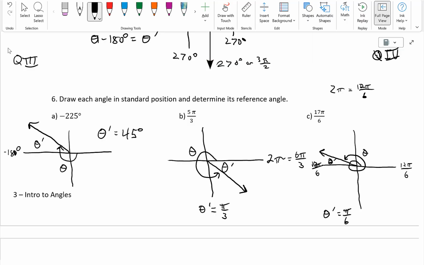All right, most you work with I think will be a little easier than that, but just to get used to this idea of that coterminal, we can go around more if we need to. And the reference angle is always just that leftover acute angle between the terminal side and the x-axis. That's the important bit. So complete the ticket in the door, and I'll see you in the next one.